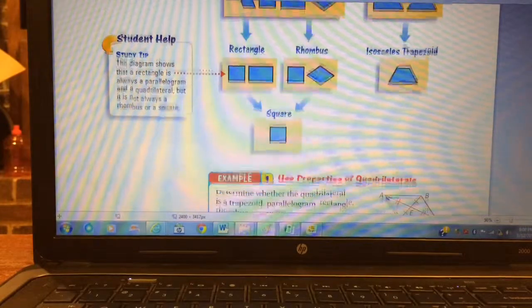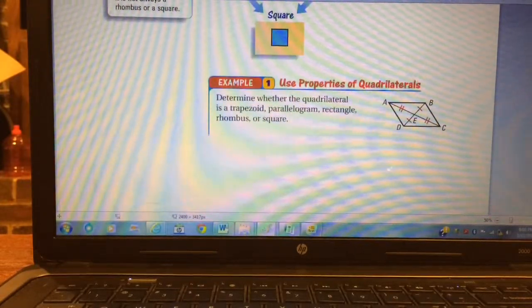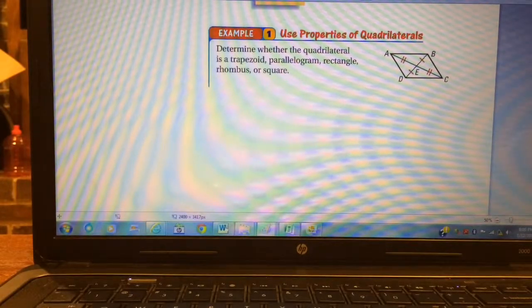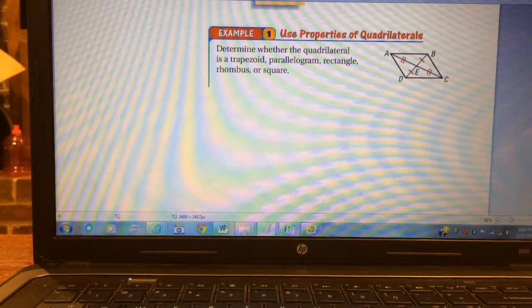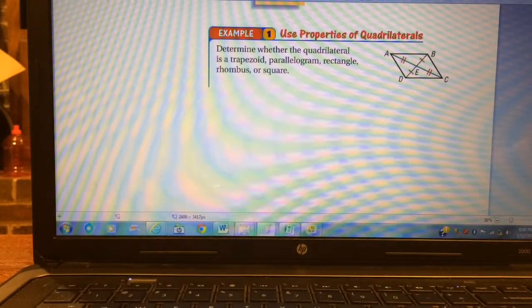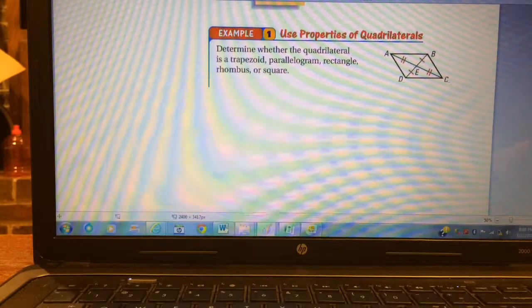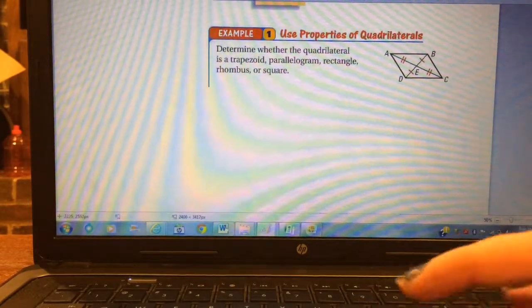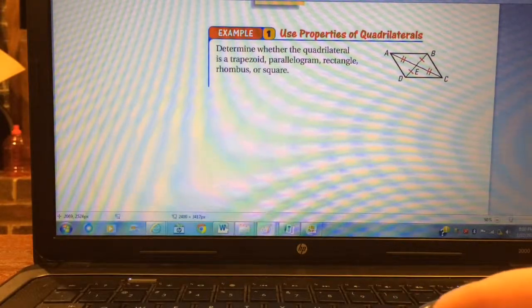So this is basically just identifying the different types of quadrilaterals using the properties that we've learned. In this example, it says to determine whether the quadrilateral is a trapezoid, a parallelogram, a rectangle, a rhombus, or a square. And I see in the diagram that these diagonals bisect each other.